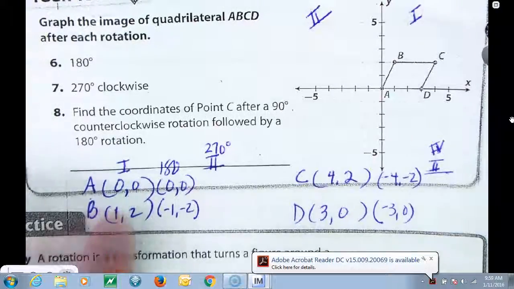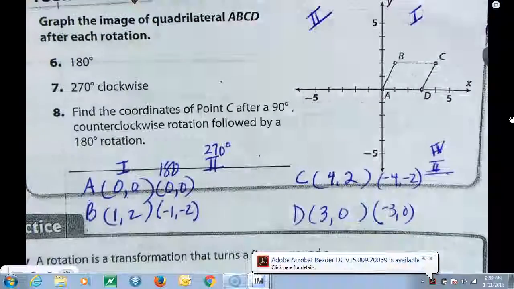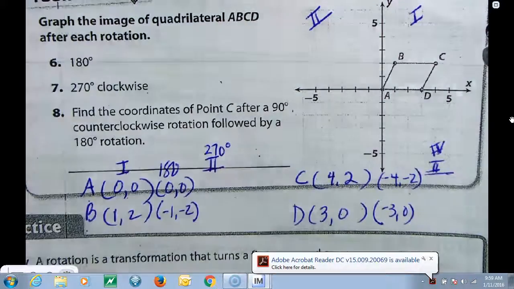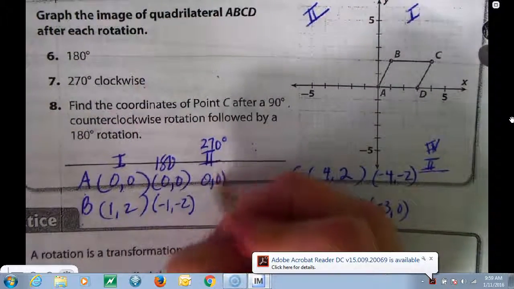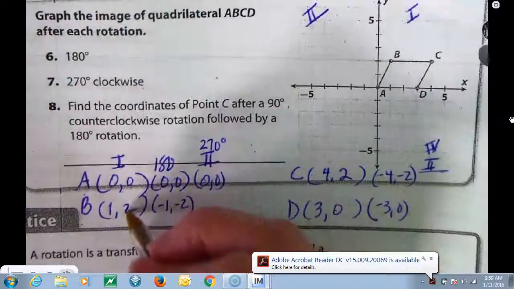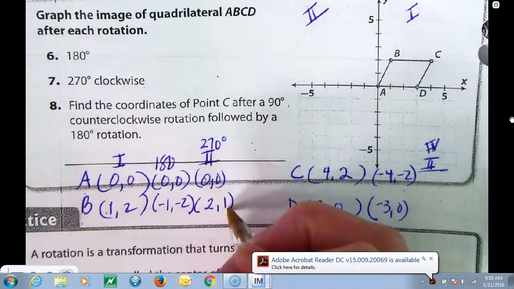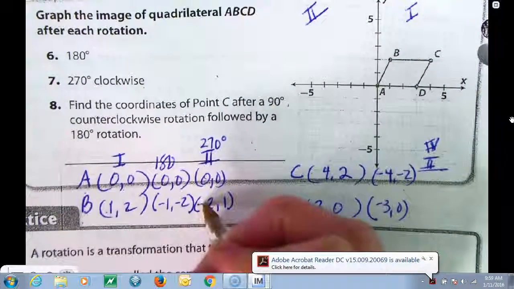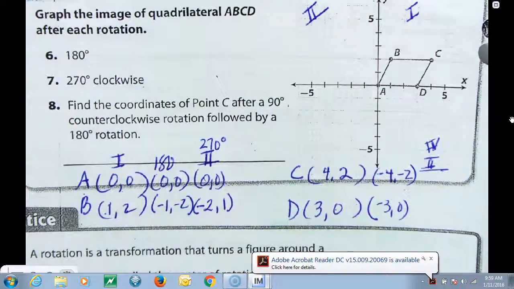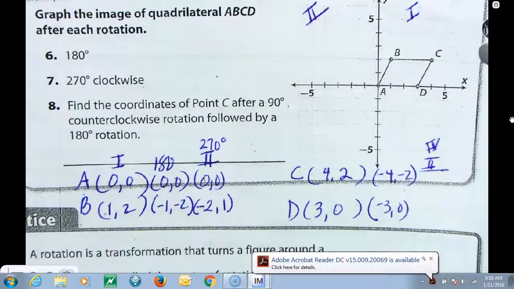What do I do on a 270? Switch the numbers. So, 0, 0 obviously is 0, 0. I'm going to flip the numbers. That's going to be 2, 1. I'm in quadrant 2. Negative 2, 1. Why is it negative 2, 1? Negative then positive in quadrant 2.